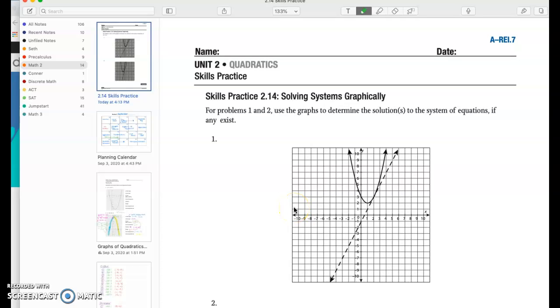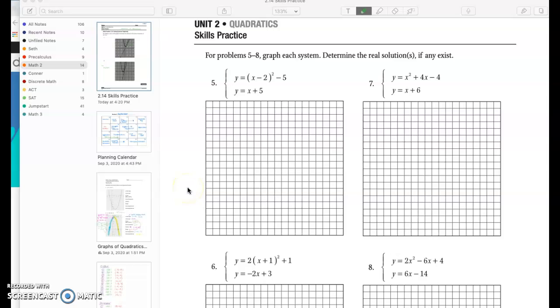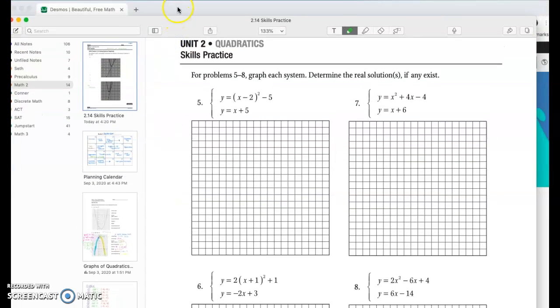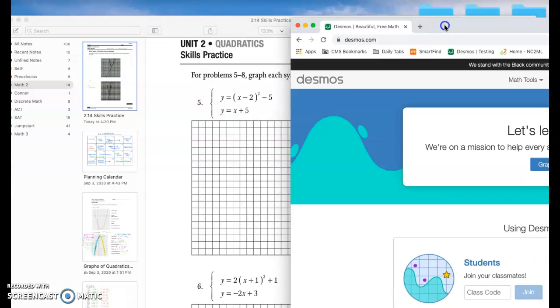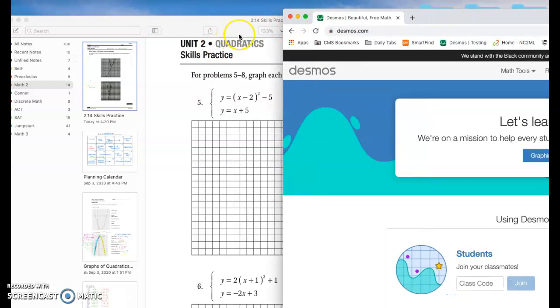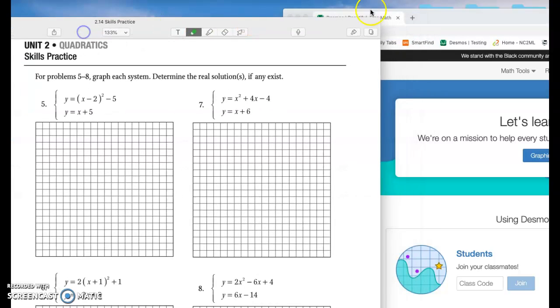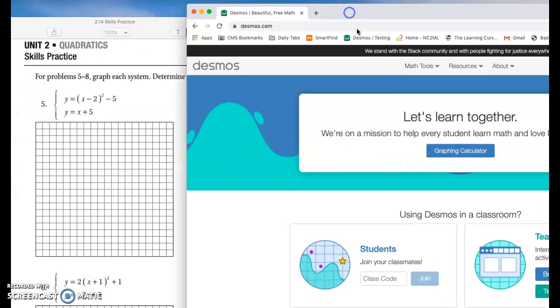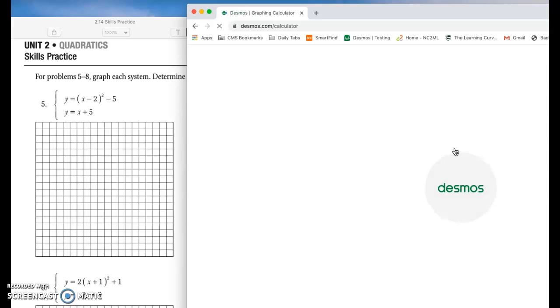Today we're going to be looking at solving systems of equations graphically. So if we're solving a system of equations, we can also use Desmos to help us to graph these as well. So the first example, we were just graphing those by hand, but we can also graph and find intersection points really quickly and easily on Desmos.